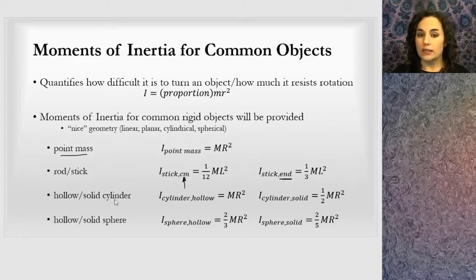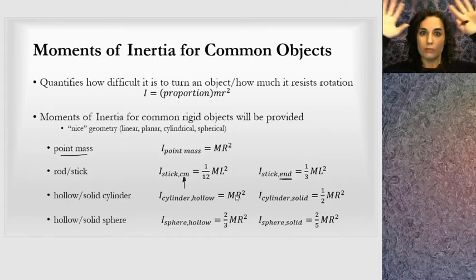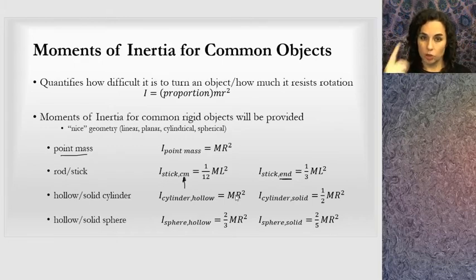There's hollow or solid cylinders. The hollow cylinder has most of the mass away from the center, so it will have a larger moment of inertia than a solid cylinder that has more mass towards the center, if it has the same mass. And same with the solid sphere. A hollow sphere will have a higher moment of inertia than a solid sphere because the equivalent amount of mass is farther away from the pivot point than if it's solid. And you will be given these in problems if you are required to need them.